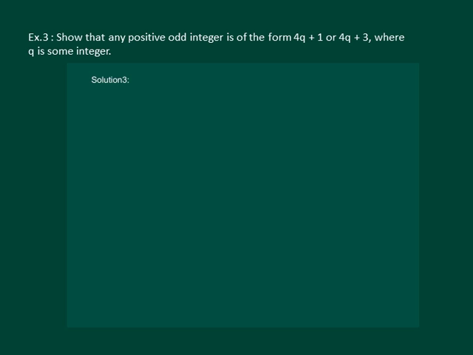Let us read the question. Show that any positive odd integer is of the form 4q plus 1 or 4q plus 3, where q is some integer. To apply Euclid's division algorithm, let us assume that a is a positive odd integer and let b be equal to 4.